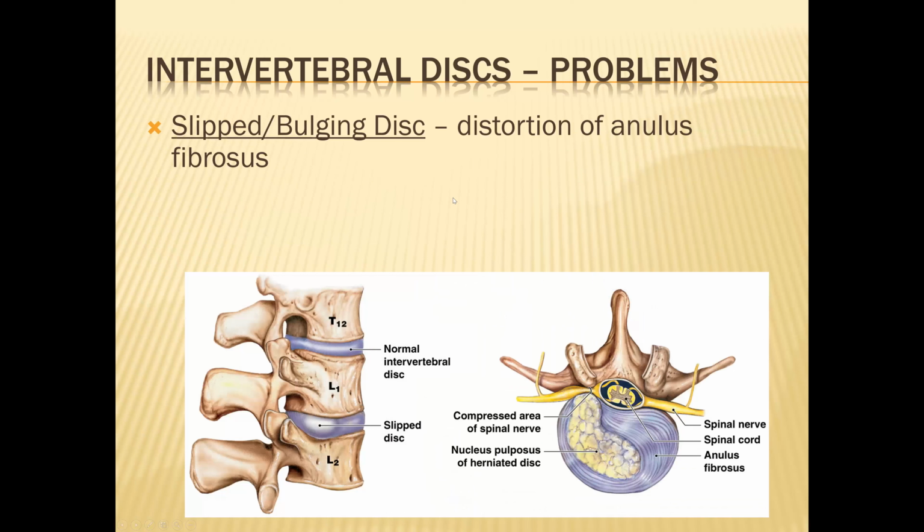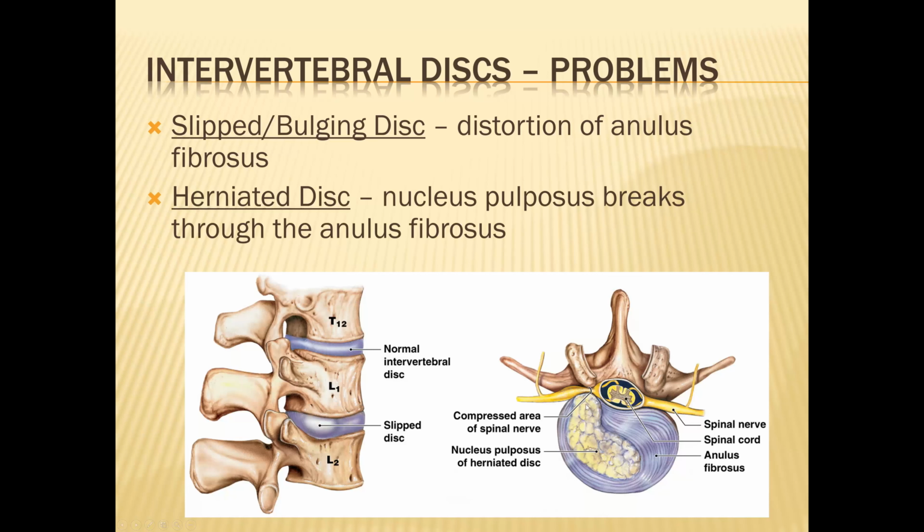So you can have some problems with your intervertebral discs. These tend to increase as you age, and the ligaments that hold everything in place become weaker and have gathered cumulative damage from all of the years that you've lived. If your disc slips, or it actually shifts to one side, and the annulus fibrosus, which is that tough outer part, starts to bulge or slips to the side, that's called a slipped or bulging disc. And if the nucleus pulposus actually breaks through the annulus fibrosus, that's called a herniated disc.